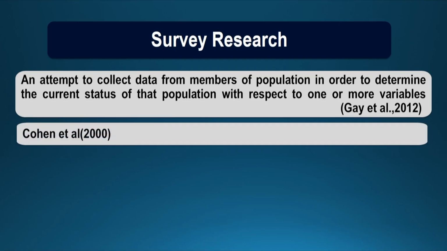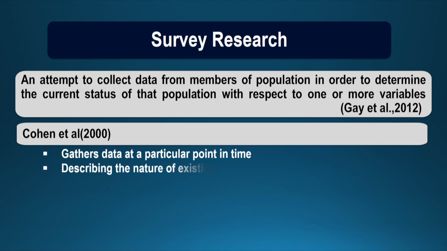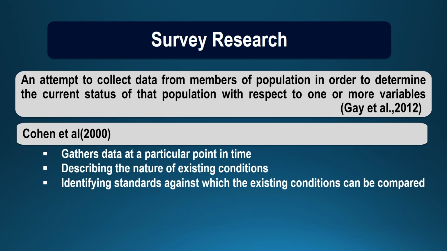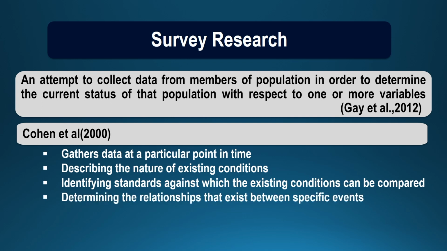So survey research, as Cohen et al. have remarked, gathers data at a particular point of time and describes the existing conditions. It also helps in setting the standards and comparing the existing conditions with those standards, and also helps in establishing relationship between two or more than two events.